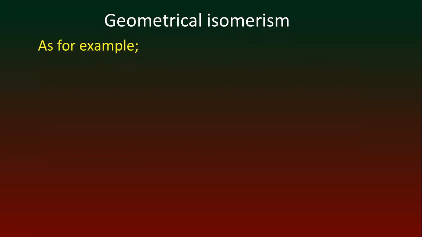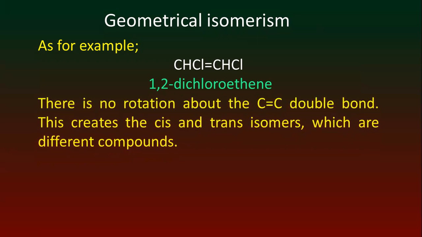As an example, just observe this chemical compound. This compound is 1,2-dichloroethene. Here you see that there is no rotation about the carbon-carbon double bond, because if we try to rotate it, the double bond will be broken. That's why free rotation is not possible in this compound. Now we try the second condition.